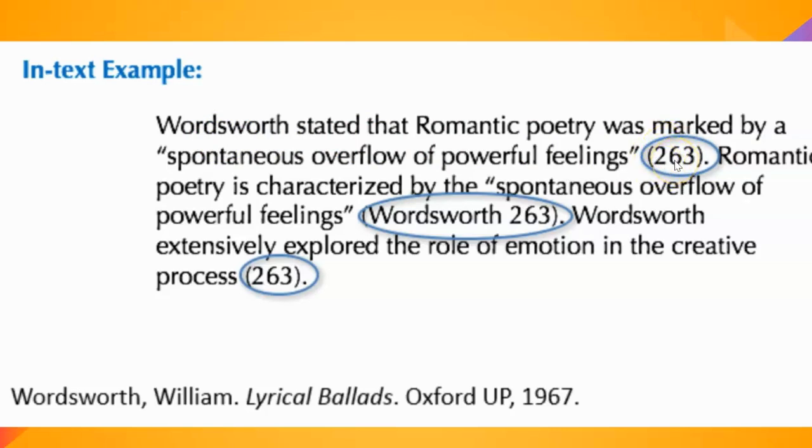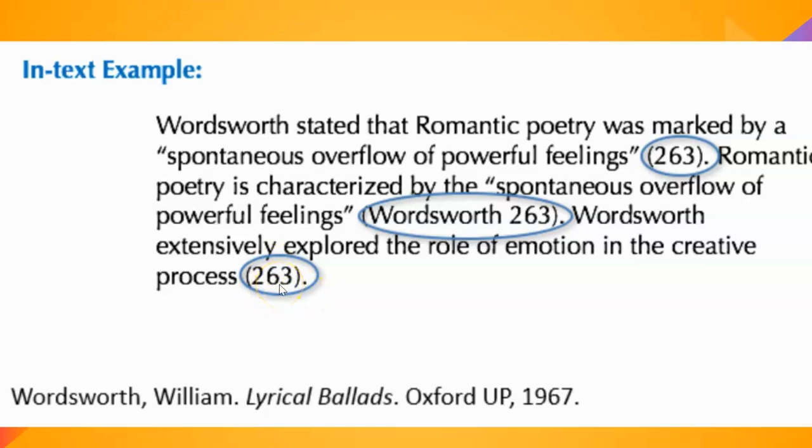The next sentence, you'll notice that Wordsworth was not given credit. So it just says romantic poetry is characterized by the spontaneous overflow of powerful feelings. In that case, you would need the last name back here because Wordsworth was not given credit. In the final sentence, you'll notice that Wordsworth is mentioned again and therefore is not included in the in-text citation.